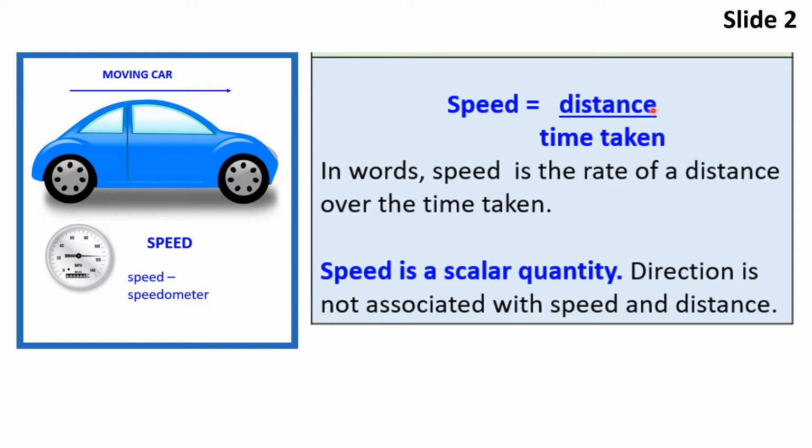So speed is the distance over time taken. In words, speed is the rate of distance over the time. Speed is a scalar quantity. Direction is not associated with speed, also with distance.